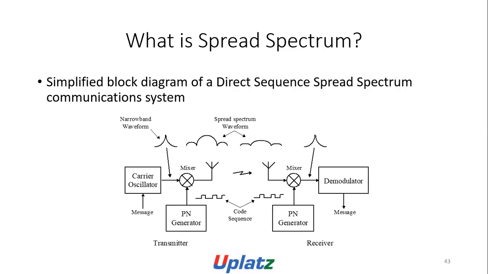Simplified block diagram of a direct sequence spread spectrum communication system. Carrier oscillator, mixer, PN pseudo-random number generator, then transmit. Narrowband waveform, spread spectrum waveform, and at the receiver a mixer, PN generator, and demodulator, and the message is received.